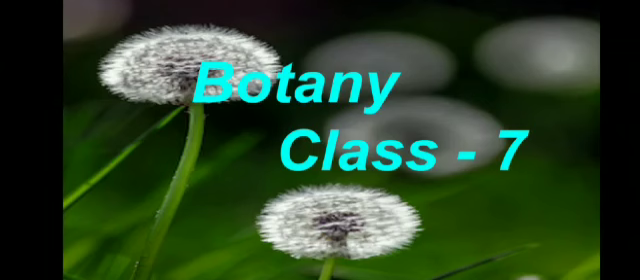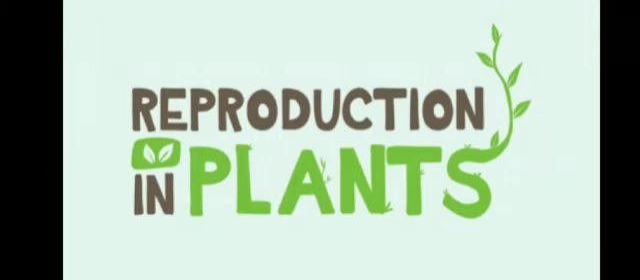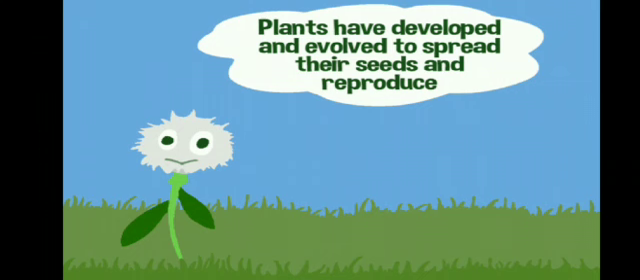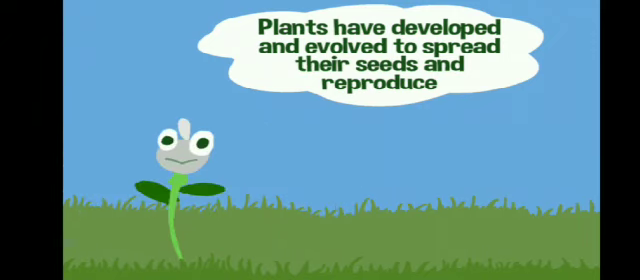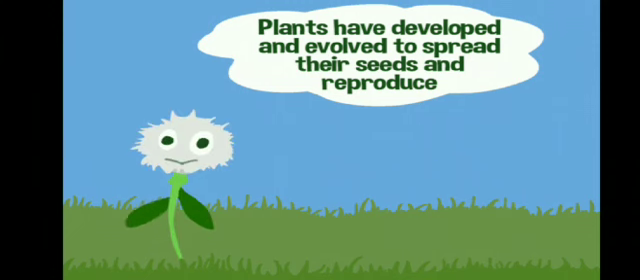In earlier classes, we have seen that plants can be grown from seeds. Even flowers change themselves into a fruit. So how does it occur? These all come under the topic of reproduction in plants. Plants have developed and evolved to spread their seeds and reproduce by themselves.